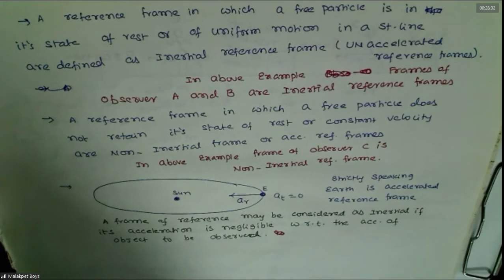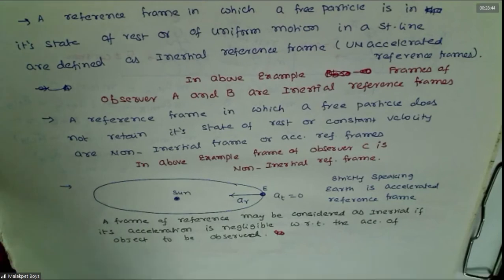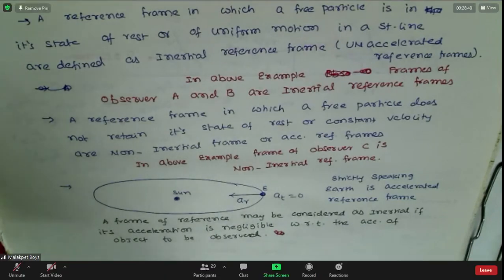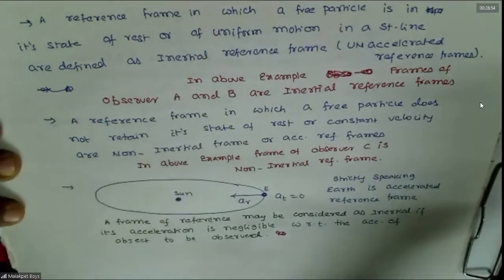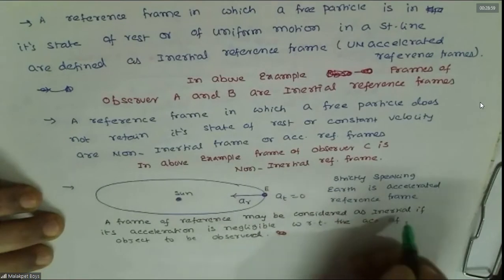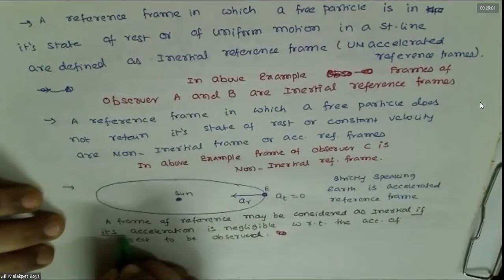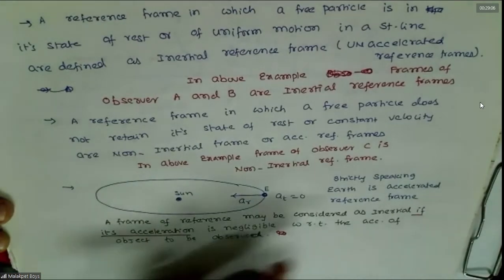Sir, this last point: the frame of reference may be considered as inertial if its acceleration is negligible with respect to the acceleration of the object. Whose acceleration is negligible? Is the acceleration of the observer negligible? No. I wrote here that we consider a frame of reference as inertial if its acceleration, meaning the acceleration of the frame, is negligible.